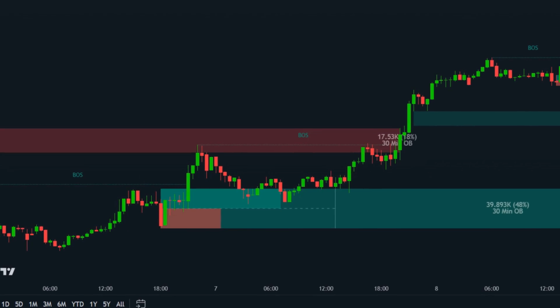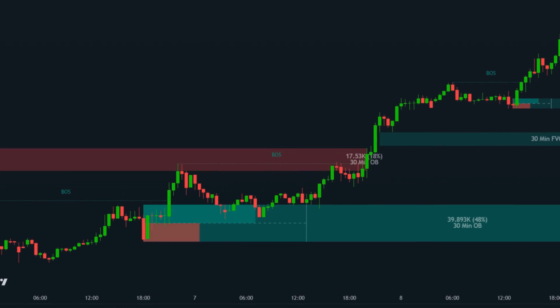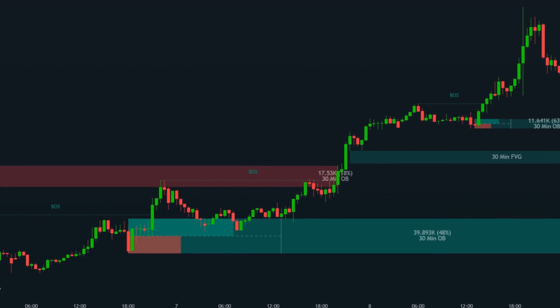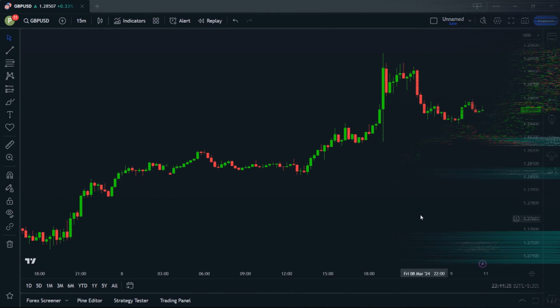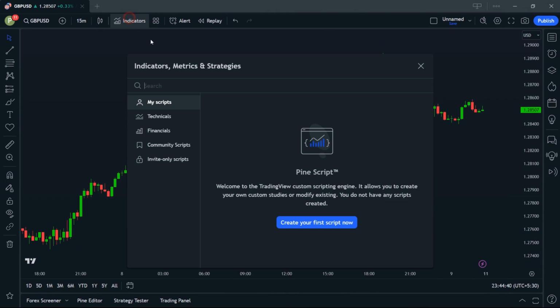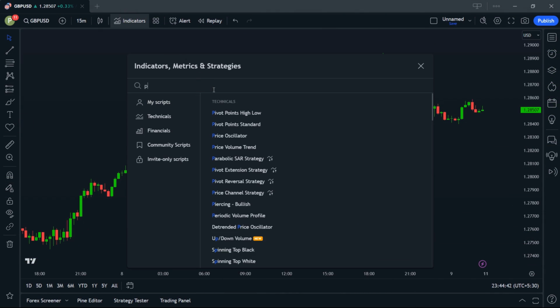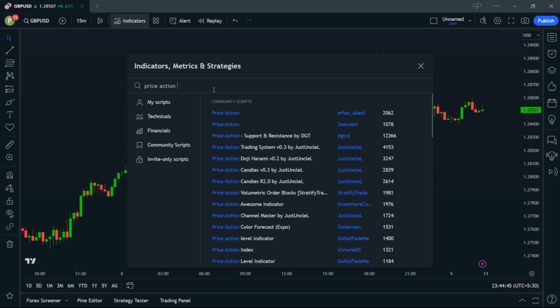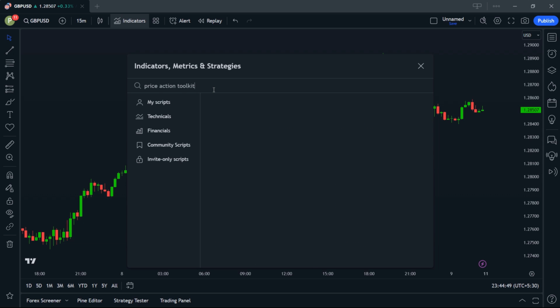Feeling overwhelmed by all this trading power? Don't worry. This is just a taste of what the Price Action Toolkit can do. Alright, so you're ready to unleash the power of the Price Action Toolkit? Setting it up is easy. Just head over to the Indicator tab and search for Price Action Toolkit.